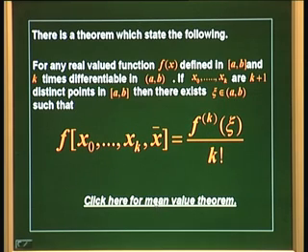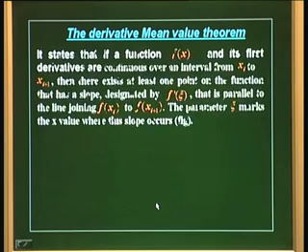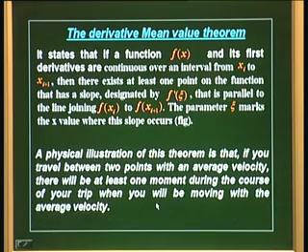Here is just an illustration of the mean value theorem, explained a little bit more for the first derivative. There we were looking at the kth derivative; here we look at the first derivative. The mean value theorem basically states that if a function f of x and its first derivative are continuous over an interval from xi to xi plus 1, then there exists at least one point on the function that has a slope, designated by f prime of zeta, such that it is parallel to the line joining f of xi to f of xi plus 1.